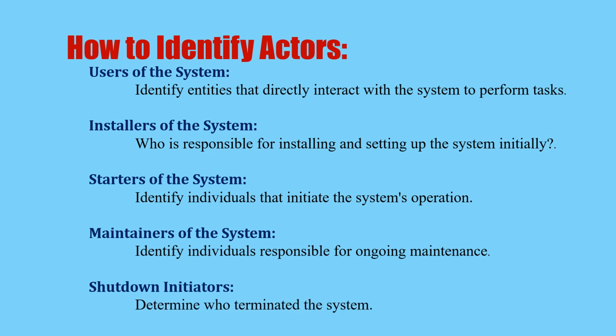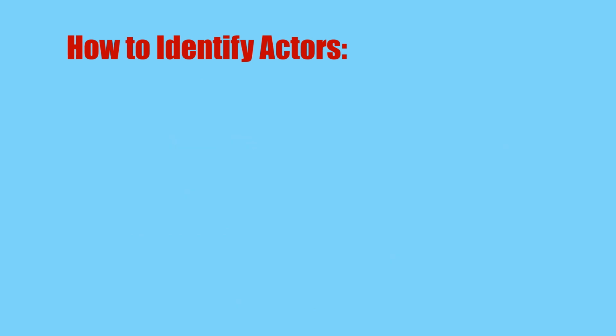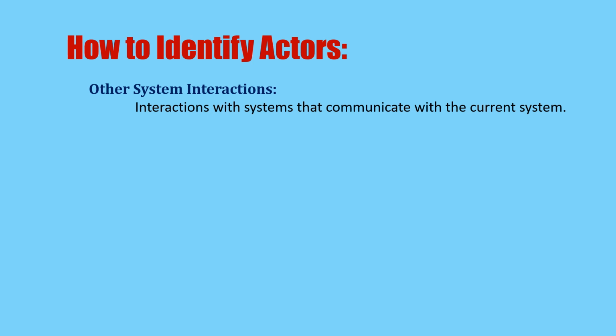Shutdown initiator: determine who or what initiates the shutdown or termination of the system. For example, a user logging out of an application, a scheduled maintenance task, or an automated shutdown procedure. Other system interactions: consider interaction with external systems or subsystems that communicate with the current system, integrating with a payment gateway, external database, or third-party API.